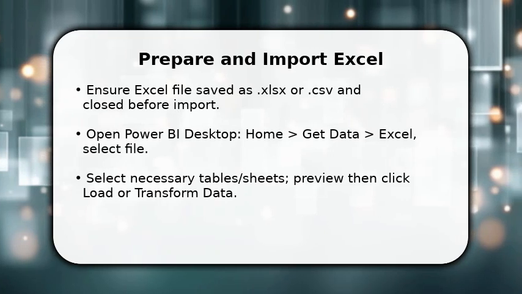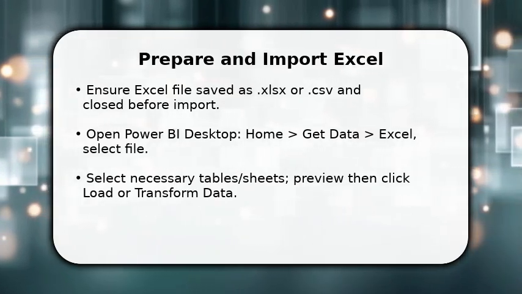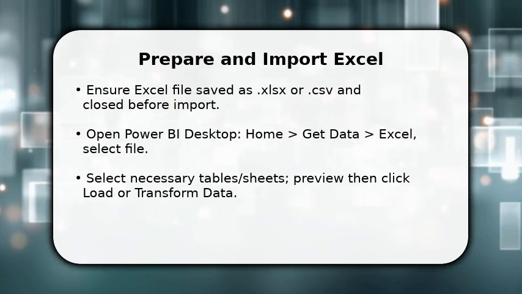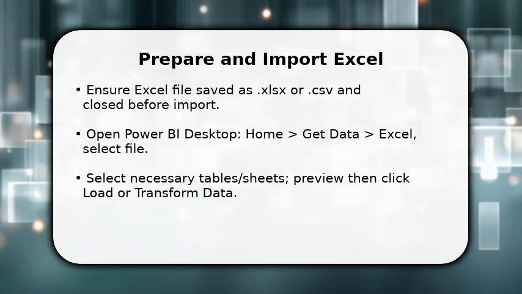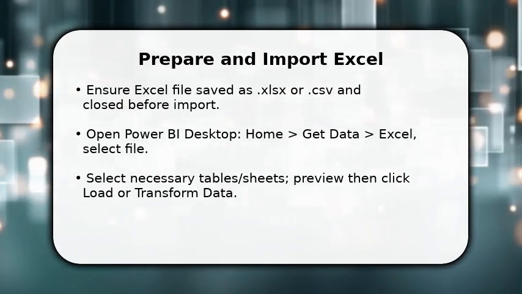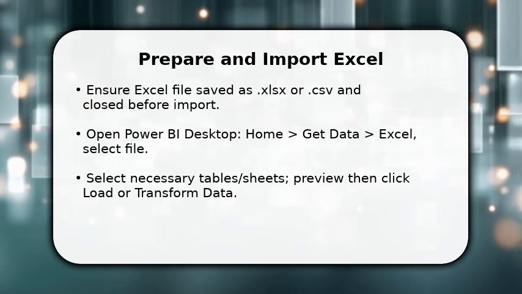You start by confirming the file type, and that Excel is closed so Power BI can access it without locks. Once done, open Power BI Desktop and choose Get Data then Excel, navigate to the workbook and select it. You'll see sheet and table previews. Pick the tables you need.